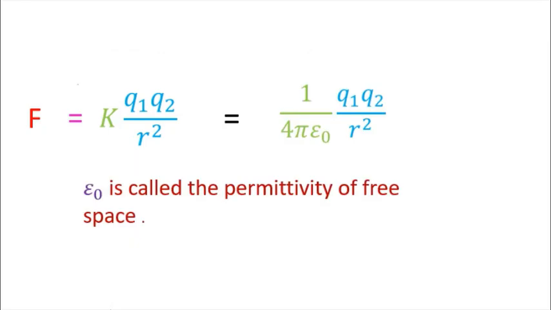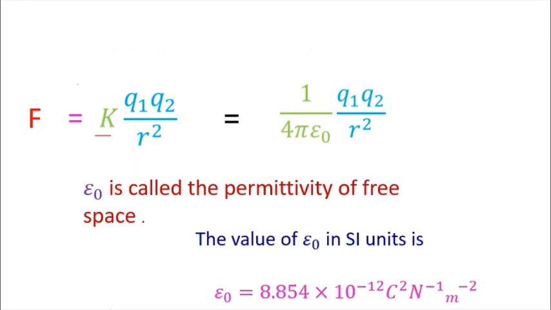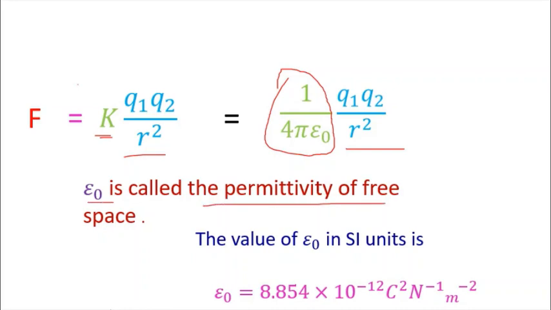Force F is equal to K into Q1 Q2 by R square. K is a constant and that is given by 1 by 4 pi epsilon 0, into Q1 Q2 by R square, where epsilon 0 is called the permittivity of free space.